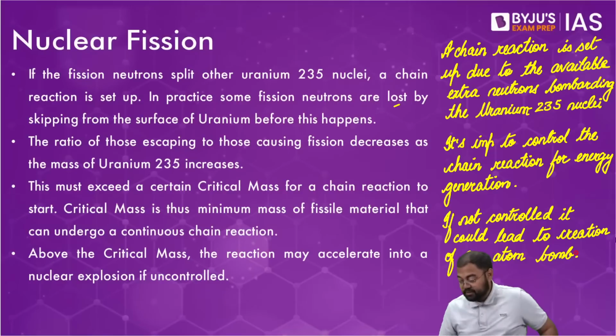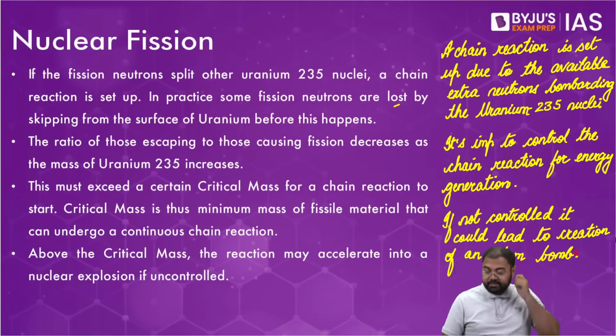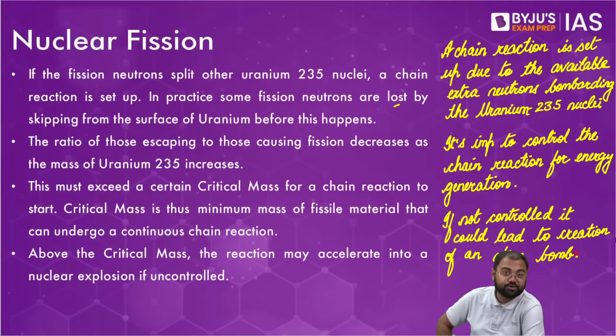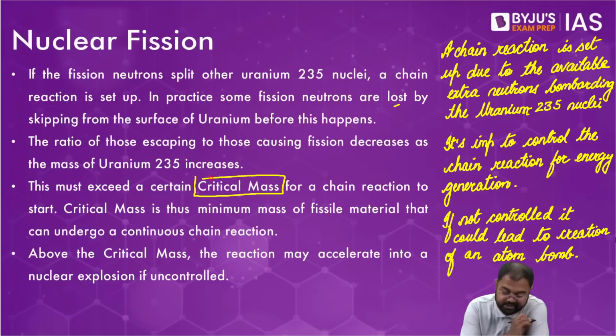So that is why we see that this has happened, and all these things happen within seconds. It's not that it's taking some time. It will all happen within seconds, and within seconds it can just destroy a place if the reaction is not controlled. So we need to control that reaction, and to control the reaction, there is something called critical mass.